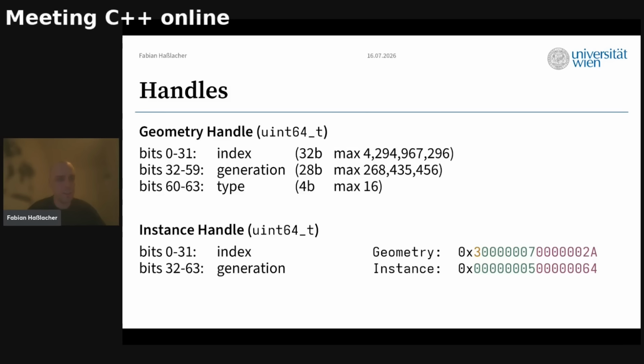And these are the handles. The geometry handles are uint64 types, and they use bit shifting and masking internally, and they are used to identify shapes in basically just a slot map with an index and a generation. The geometry handle additionally has a type, which is used to identify the shape type internally, and the instance handle is the same, just without the type. And on the right, you can see how an example would look for both of them. In the geometry handle, you see the 3 is the type, then the generation, then the index.